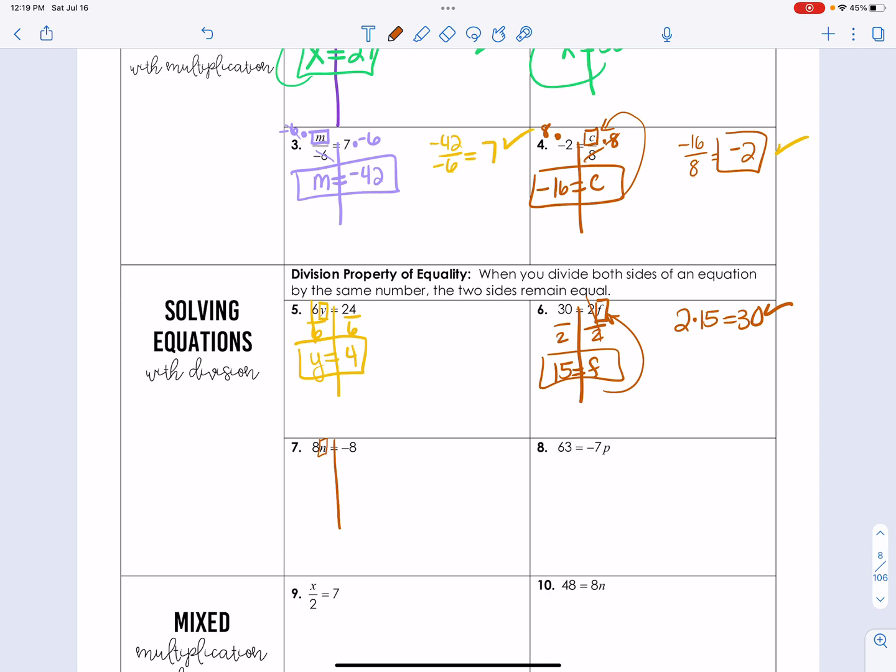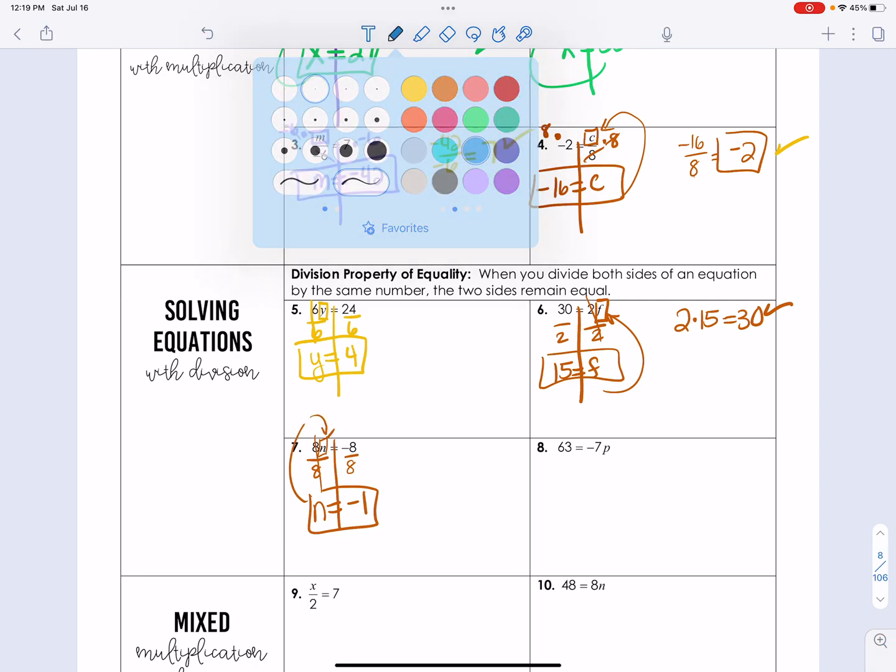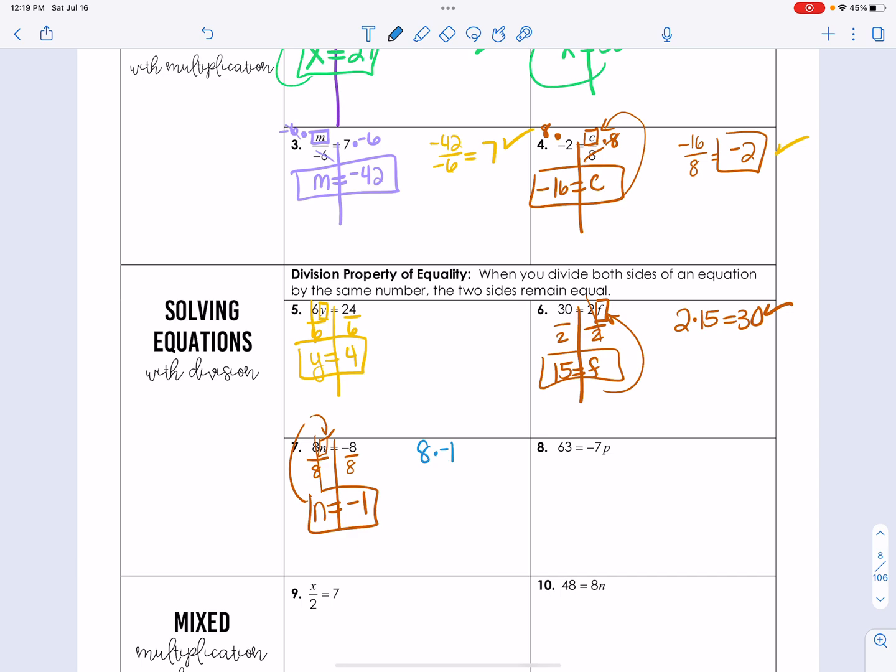Okay, here's my variable, here's my line. What am I doing to the variable? I'm timesing by 8. How do you get rid of multiplying by 8? The opposite operation is to divide. These cancel, and n equals a negative 1. If I plug that back in there, I'm saying 8 times a negative 1. Well, that's 8, and the signs are different, so it's a negative 8, which is what it should be, so check.